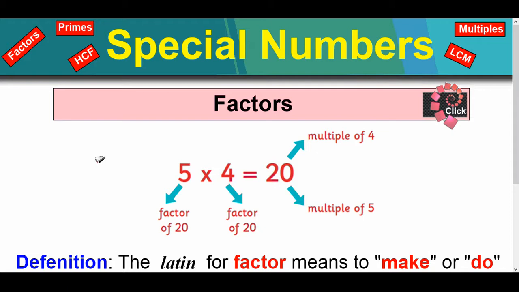Now you may wonder why the word is called factor. It actually comes from Latin. The Latin for factor means to make, or to do, or doer, being the verb. So what makes 20, if you like, they are the factors.